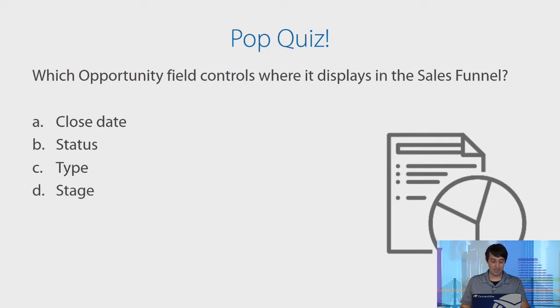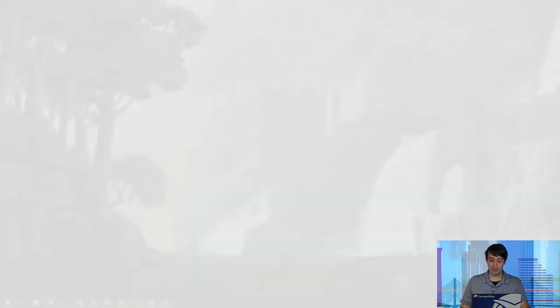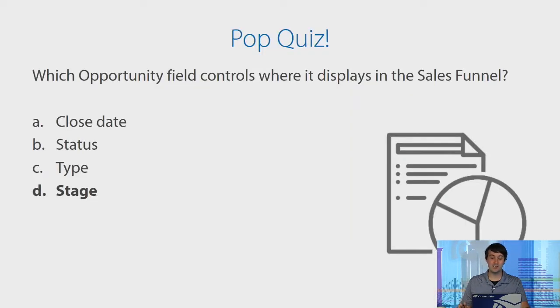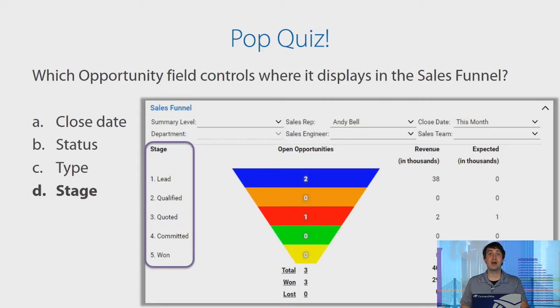All right, I'm happy to report that you guys answered very quickly and correctly. The answer is going to be D, that sales stage. So as you set up those stages on your opportunities, you'll see that reflected here on the sales funnel.